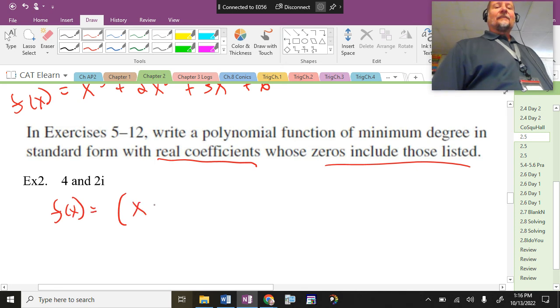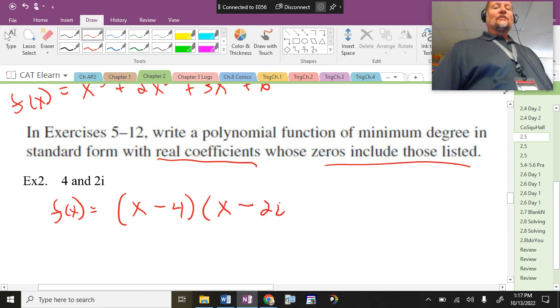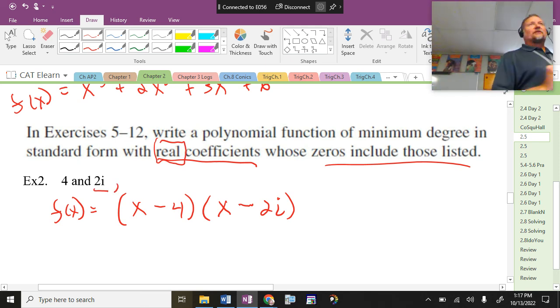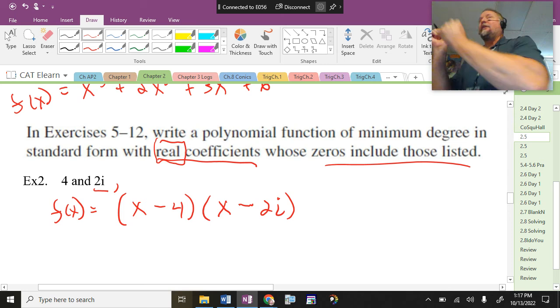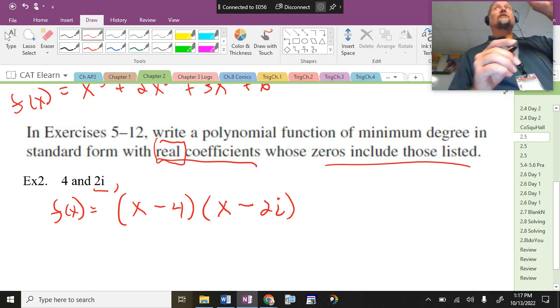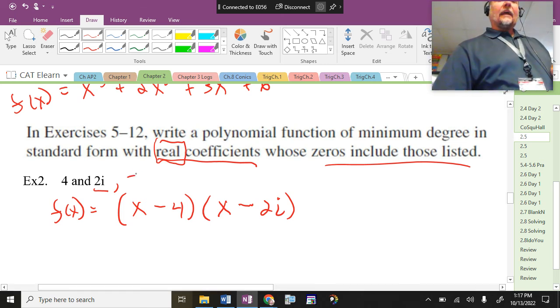X, come on, x minus 4. And then if 2i is a 0, what is a factor? X minus 2i. Wait a minute. For this to have real coefficients, and if 2i is a 0, what else has to be a 0? 3, 2, 1, go. No, I have plus 2i, so I also have to have negative 2i.